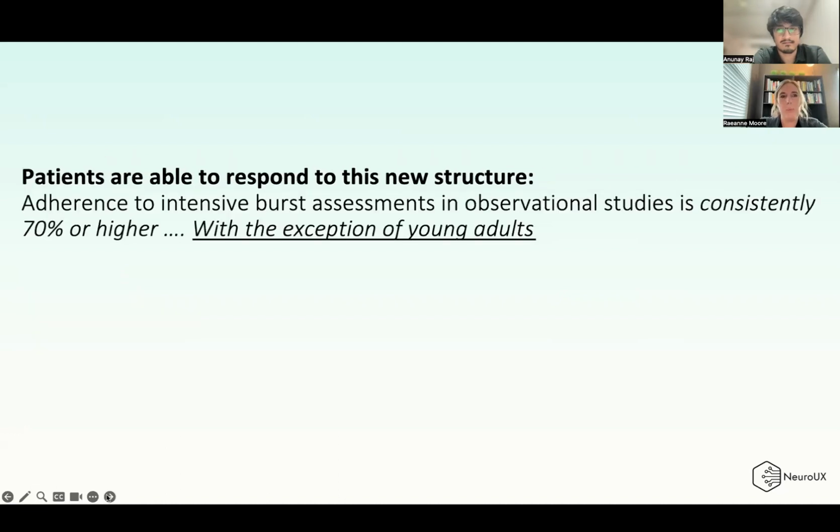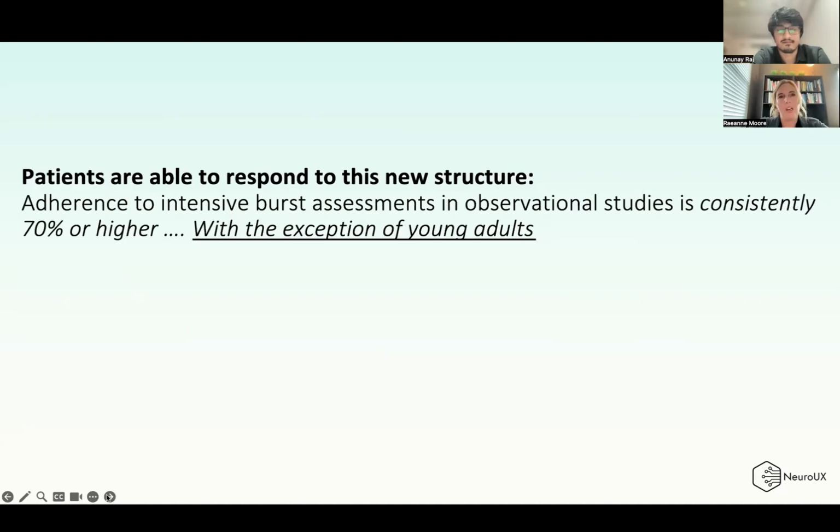The one group that we see lower adherence in is younger adults. So I have a study right now with participants aged 18 to 22. It's a population health study, and we're seeing adherence down in the 40 and 50 percentile. I've consulted with my colleagues in the field of mobile cognitive testing who have also worked with this age group and have consistently found that as well.